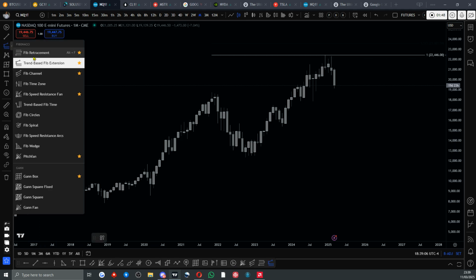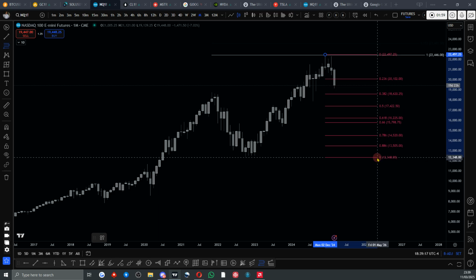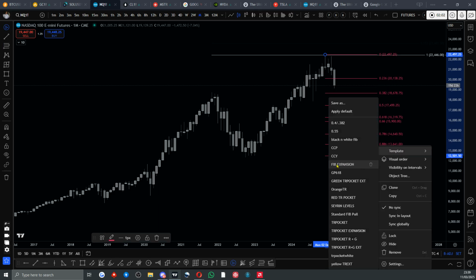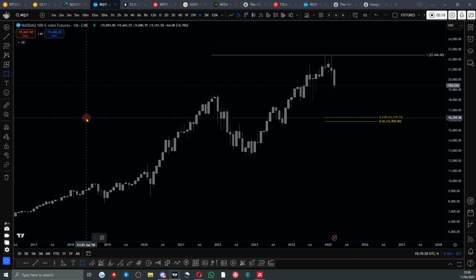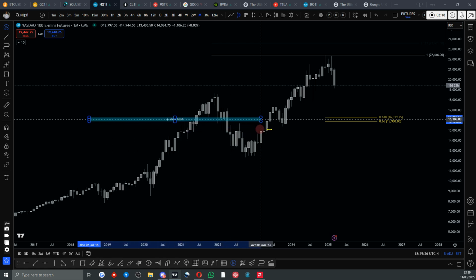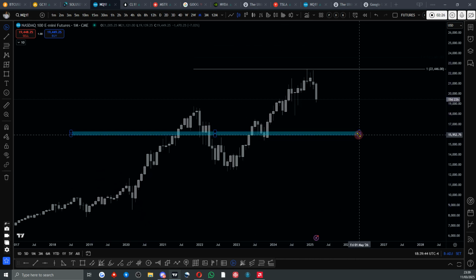Now I'm going to use the standard fib. I'm going to take a pull from this high to this low. I'm just going to change that. There you go. And that gives us this level, 16,319. And I'm just going to draw in here a rectangle. It keeps things looking tidy and presents a nice zone for price. I'm just going to remove this now. So then we have this zone here.